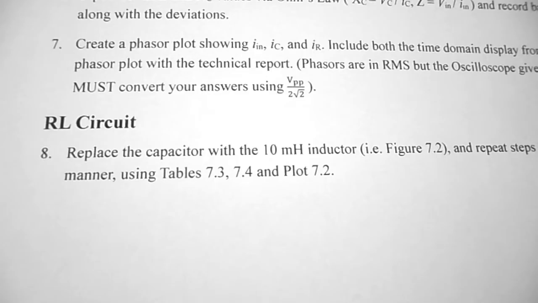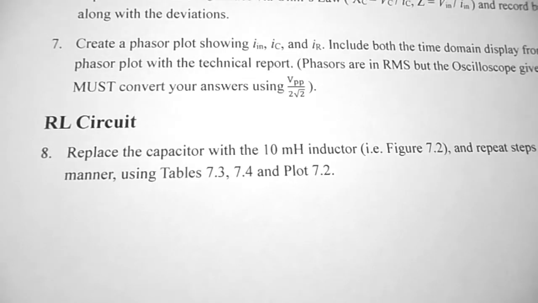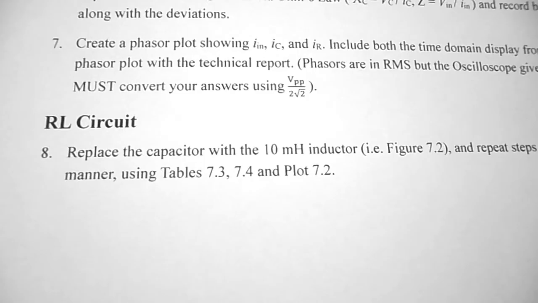Under procedure, step number 8, we're now dealing with the RL circuit. So we're to replace the capacitor with the 10 millihenry inductor. This is shown in figure 7.2. And then we're to repeat steps 1 through 7 in a like manner using tables 7.3, 7.4, and our plot will be on 7.2.